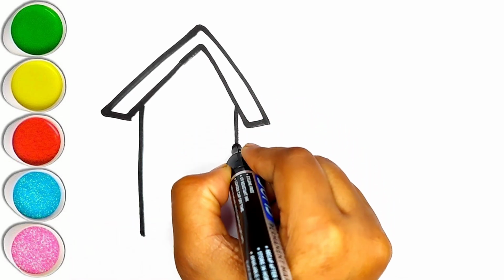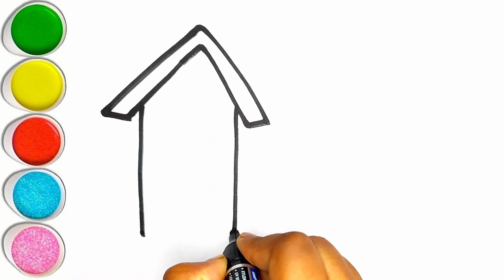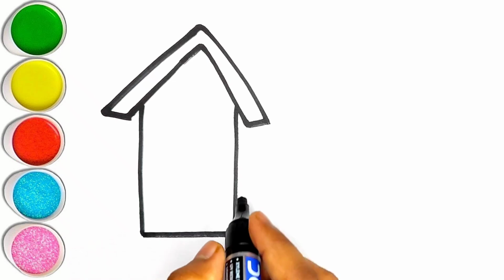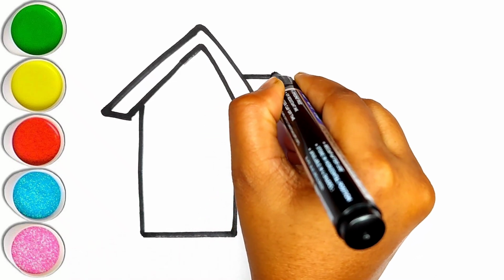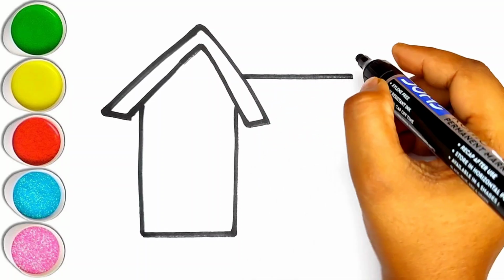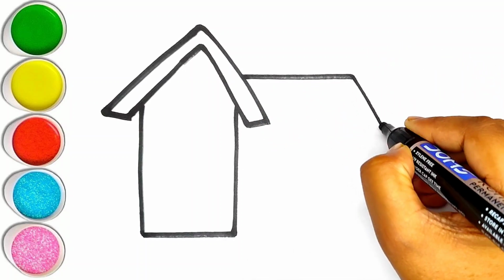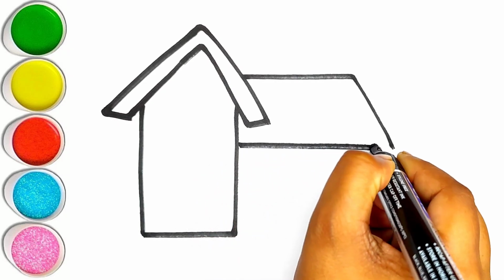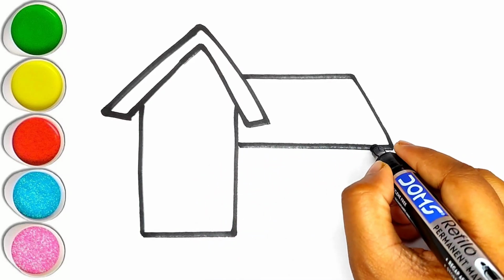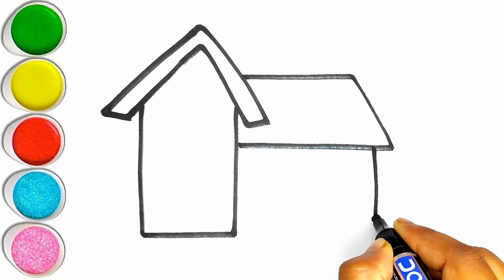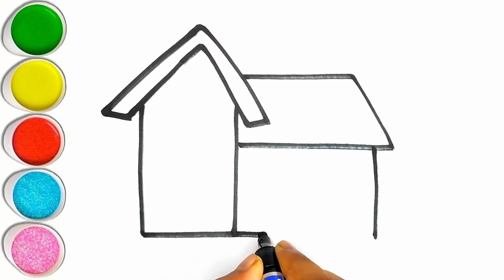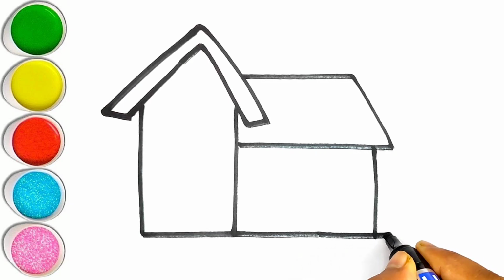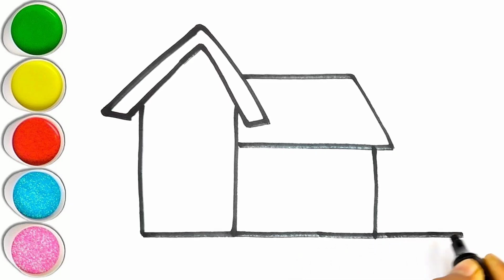On the left side we draw a line and on the right side we draw the same line and join it. Then start a new line to this and the next line, and this is the final line. This is the upper portion of the house and here is the wall. We join it and the house is ready.